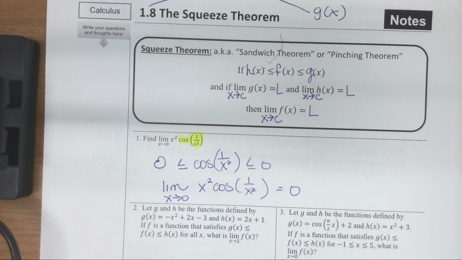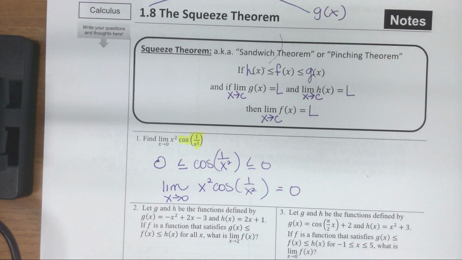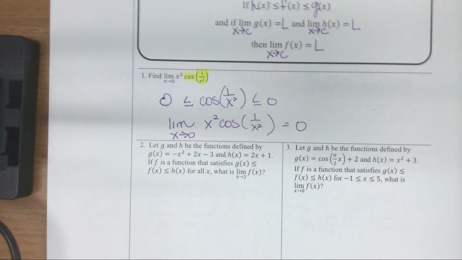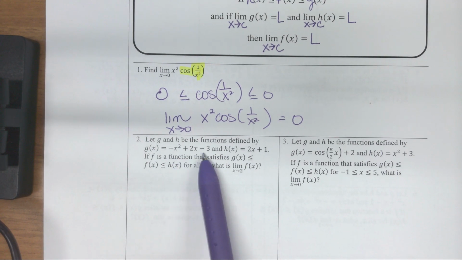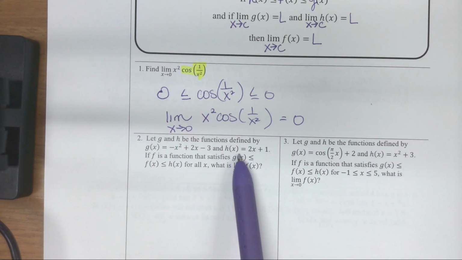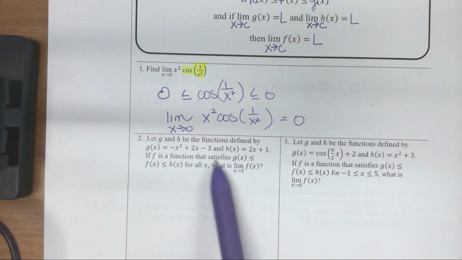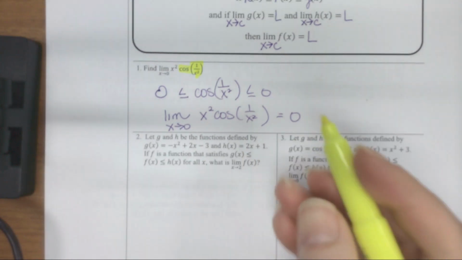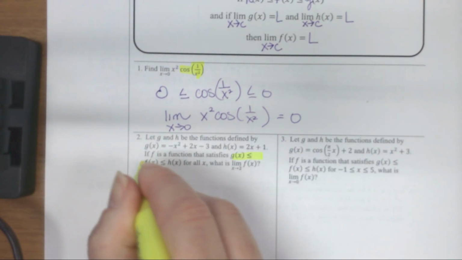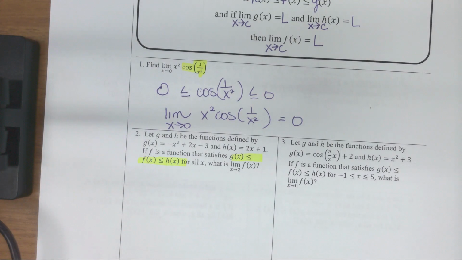Okay, let's try another one. Let g and h be the functions defined by g of x equals negative x squared plus 2x minus 3, and h of x equals 2x plus 1. If f is a function that satisfies g of x is less than or equal to f of x is less than or equal to h of x, what's the limit of f of x as x goes to 2?